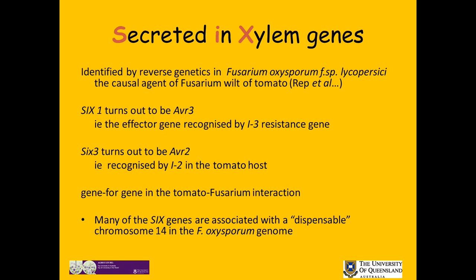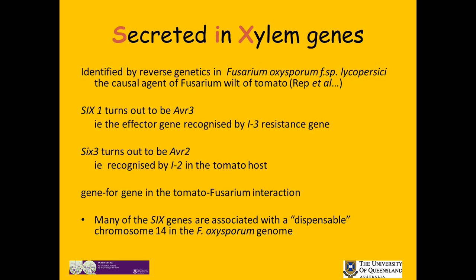And so along came a chap called Rep and his group in Amsterdam, and they started looking at Fusarium oxysporum lycopersici, which is the one that attacks tomato. And I know Kamal made mention of this last week. It turns out that these 6 genes, which they had identified by reverse genetics, going into the vascular tissue of these infected tomato plants and finding what proteins were there and working back to the genes, and that's why they called them secreted in xylem genes, turned out to be actually the effector genes, the avirulence genes involved in the tomato-fusarium interaction. So everyone got quite excited about that.